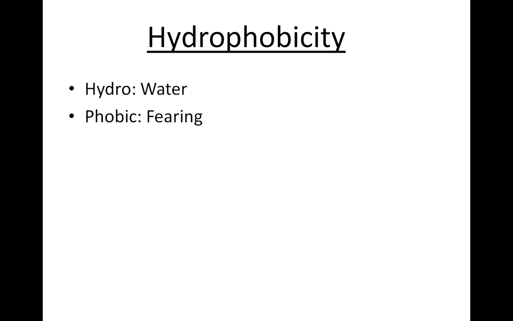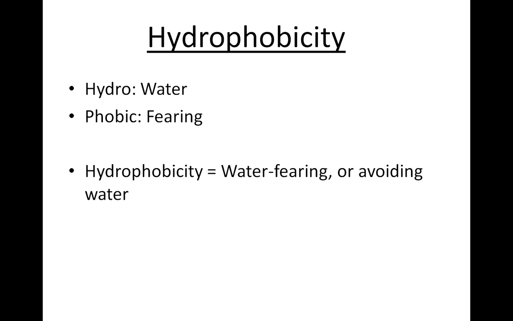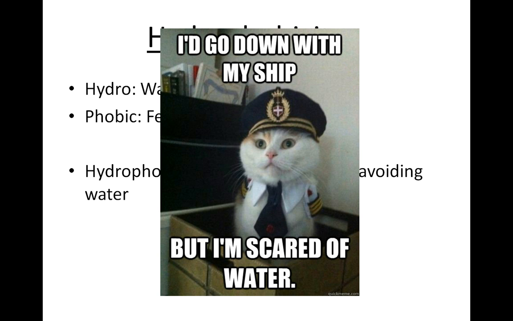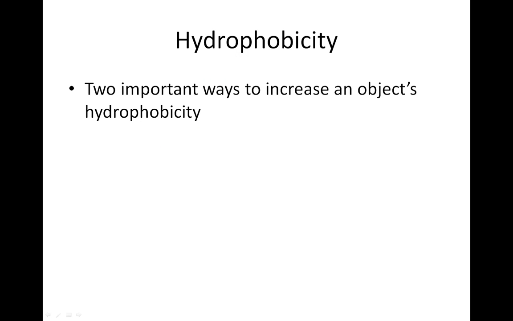Hydrophobicity can be broken down into two parts: hydro, meaning water, and phobicity, which comes from the suffix phobic, meaning fearing or avoiding. Hydrophobicity, then, means water-fearing or avoiding polar molecules like water. A good example of this would be like trying to give your cat a bath. Because cats are by nature very hydrophobic, it's very difficult to get them in a bath of water.